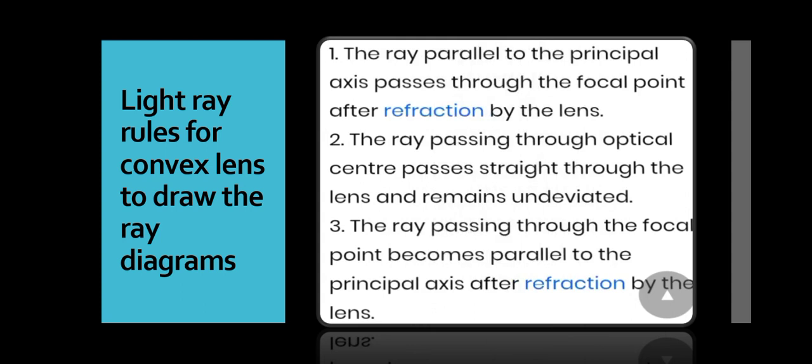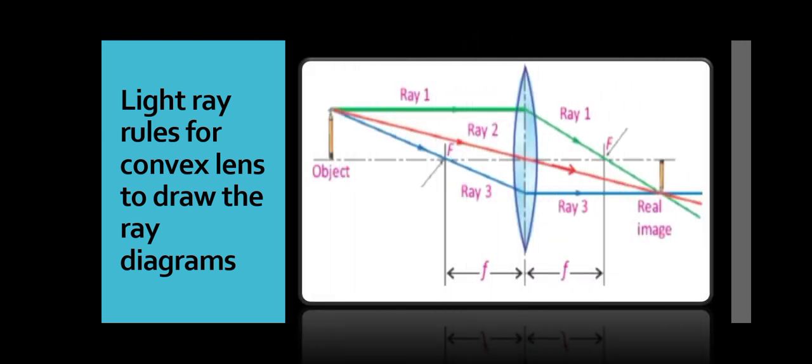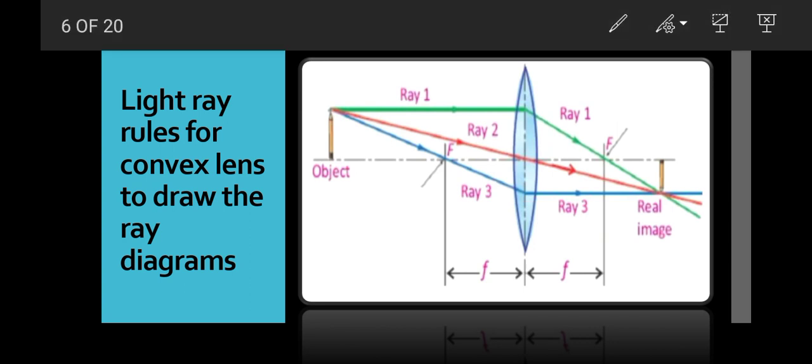Let's see how the ray diagram will be drawn. For convex lens, here you can see a convex lens. I will give you some tips to start drawing these ray diagrams. First of all, you have to draw a straight horizontal line on your sheet. This is the principal axis. Then you have to draw the vertical axis of the lens.